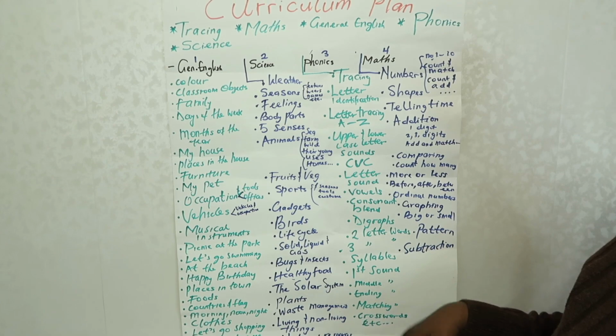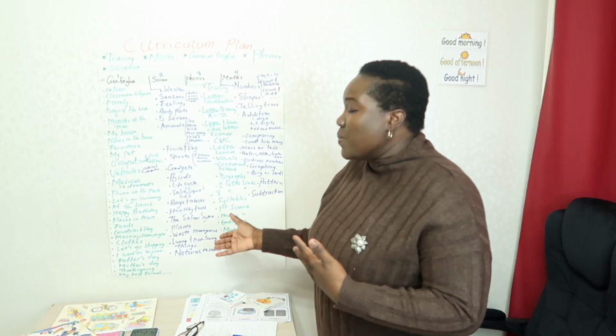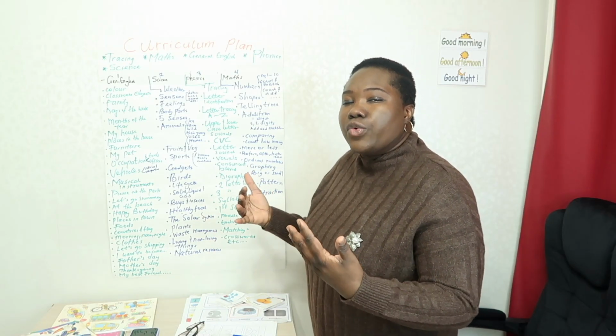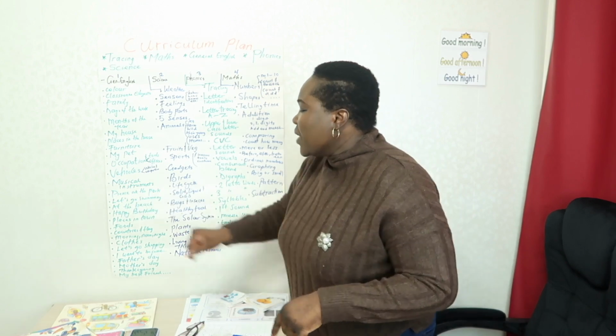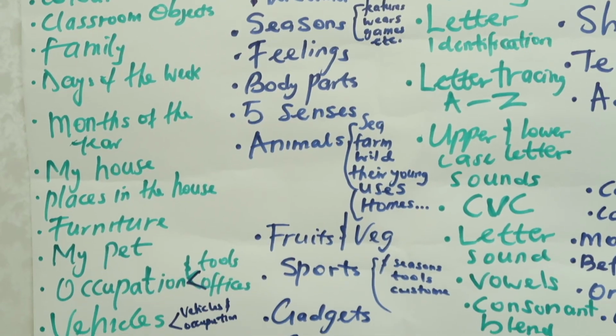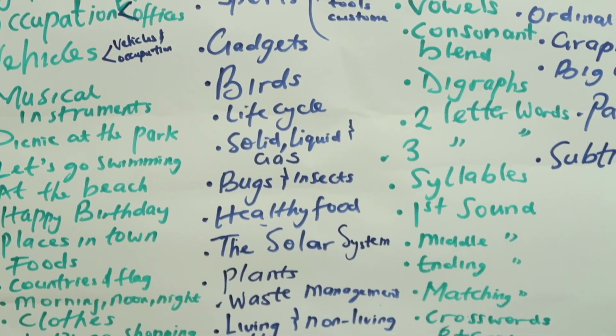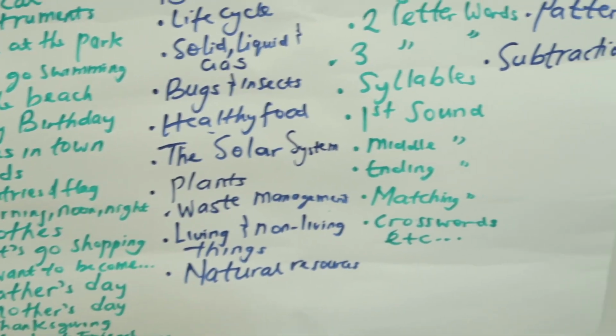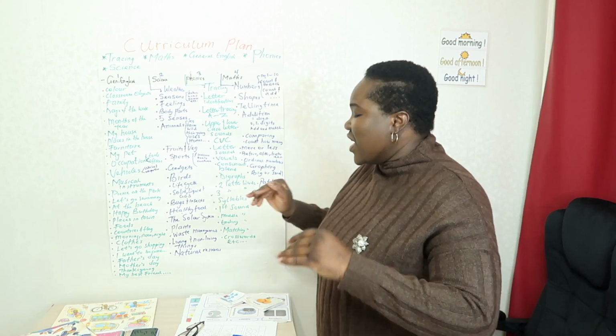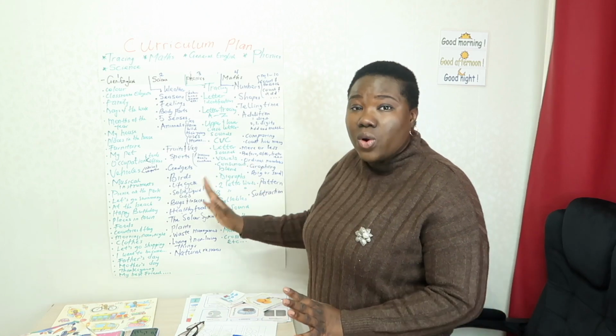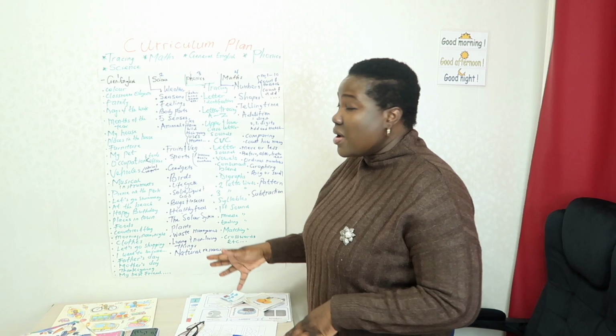Musical instruments, picnic at the park, let's go swimming. These are good for summer. Picnic at the park, let's go swimming at the beach, happy birthday, food, countries and their flags, morning, noon and night, clothes, let's go shopping, I want to become, Father's Day, Mother's Day, Thanksgiving, and so on. There are lots of topics under general English.